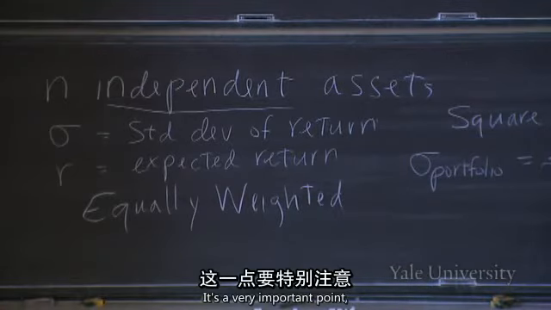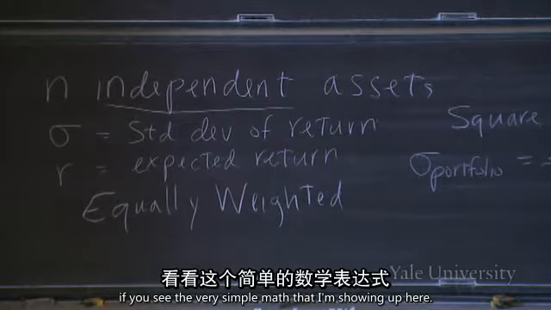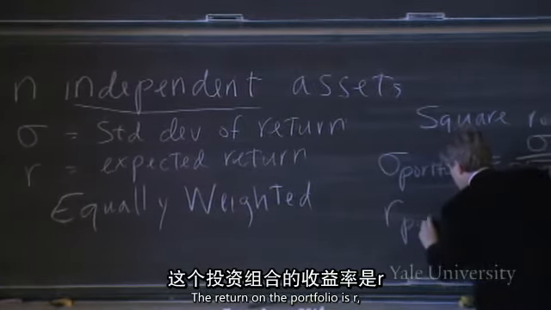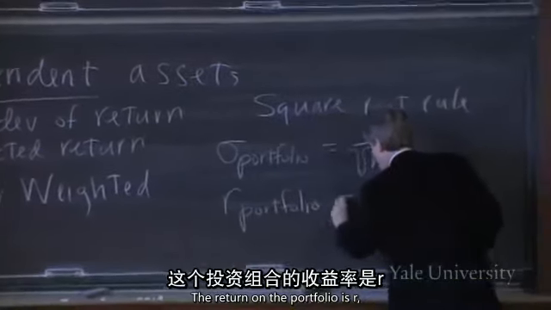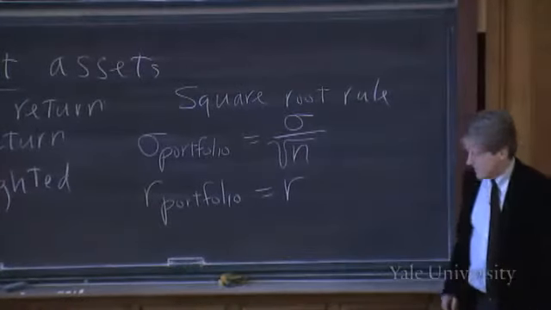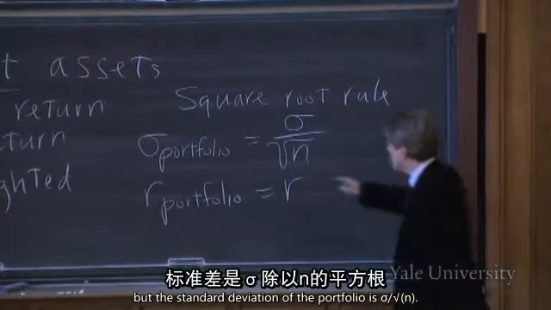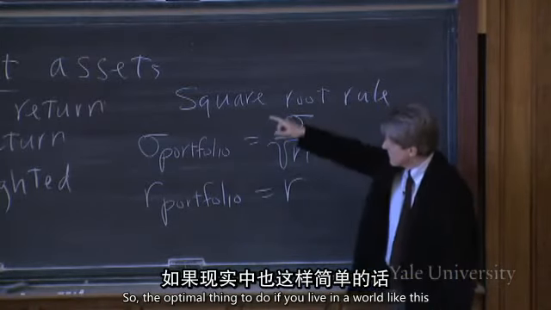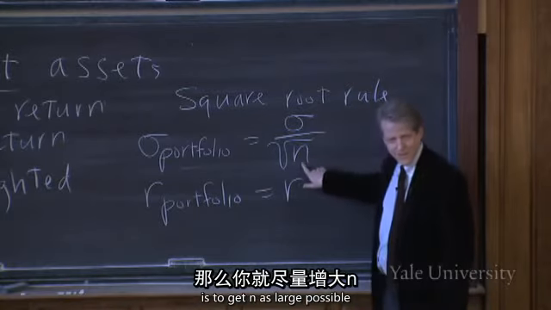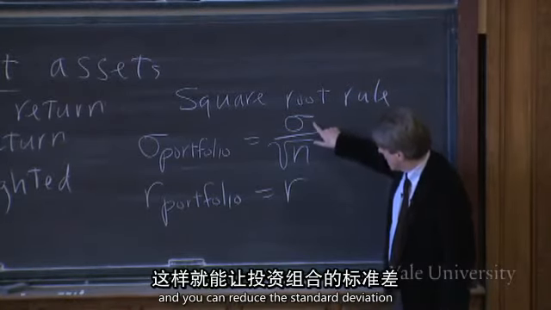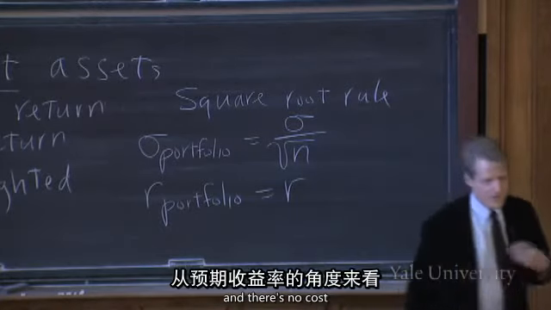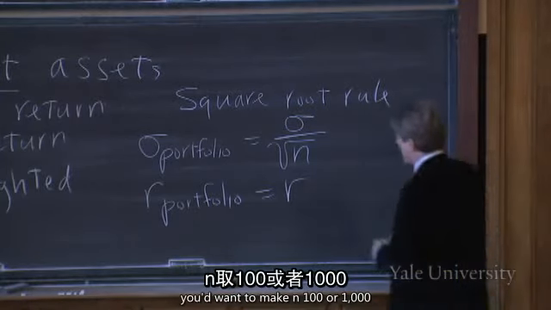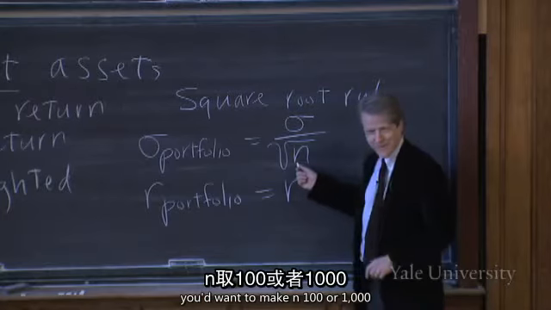But it's a very important point. If you see this very simple math that I'm showing up here, the return on the portfolio is R. But the standard deviation of the portfolio is sigma over the square root of n. So the optimal thing to do if you live in a world like this is to get n as large as possible. And you can reduce the standard deviation of the portfolio very much. And there's no cost in terms of expected return. So in this simple world, you'd want to make n 100 or 1,000 or whatever you could.